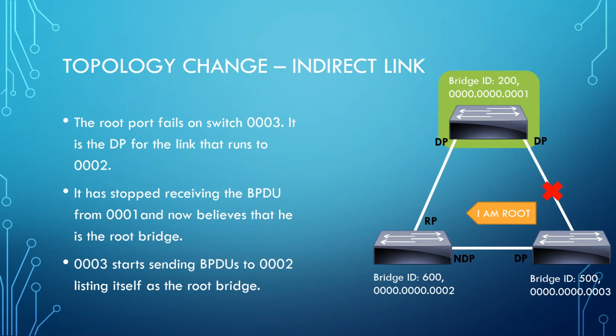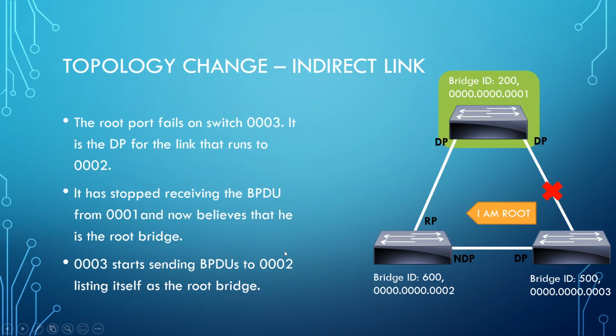So obviously 003 has lost this link to the root bridge, and it is the designated port for the segment between 002 and 003, so it's the one forwarding BPDUs. Because it stopped receiving BPDUs listing 001 as the root bridge, he now believes, wait a minute, there's nobody else I've received BPDUs from listing a root bridge better than me. So guess what? I am the root bridge now. So now he starts sending what we call inferior BPDUs. An inferior BPDU lists root bridge information which is actually worse than the current root bridge that we have.